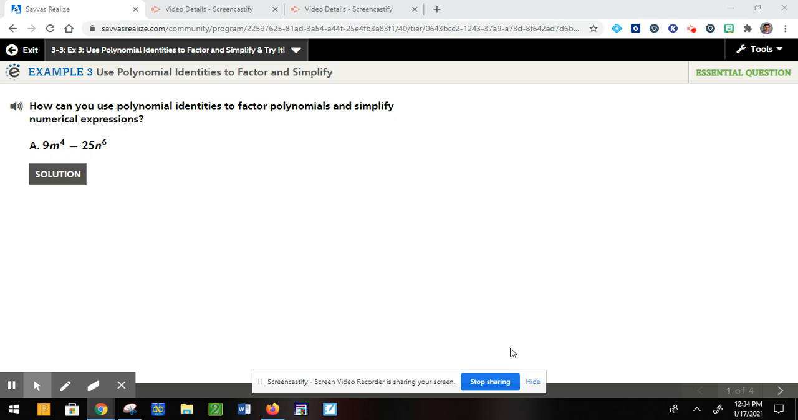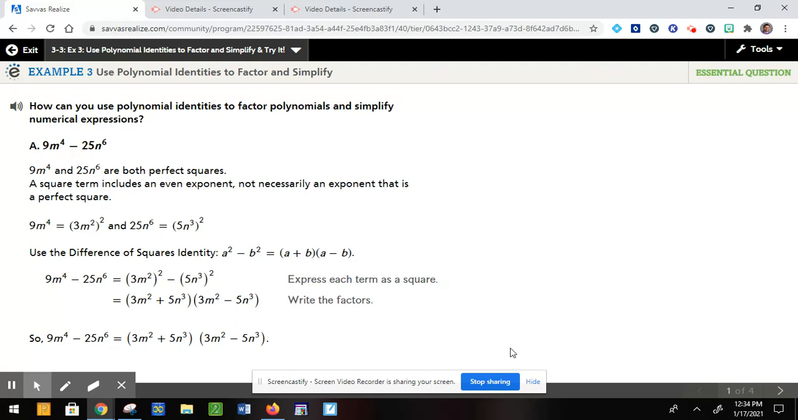So now we're going to use polynomial identities to factor and simplify, depending on if it's just variables or numbers. Essentially, it's the opposite of what we just did in example 2. So this one is 9m to the 4th minus 25n to the 6th. They might not look like squares, but the coefficients are squares, 9 and 25, right? And exponents of 4 and 6 are not squares, right? But they're even, so you can take a square root of them, so then this identity applies.